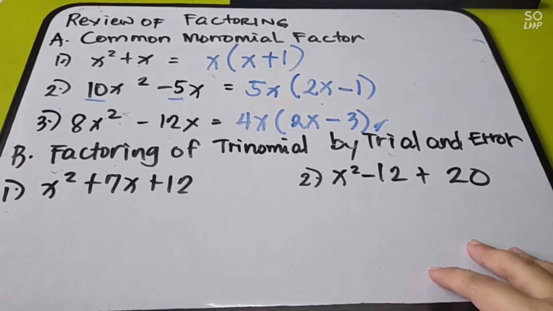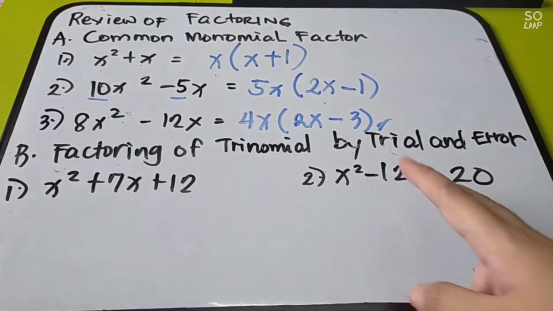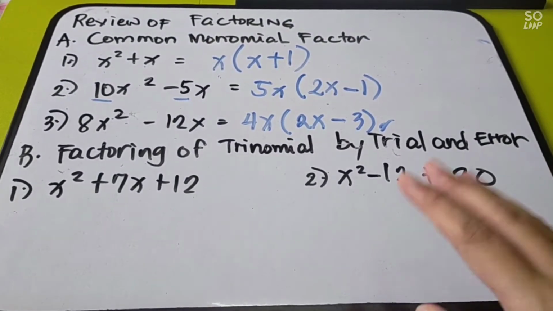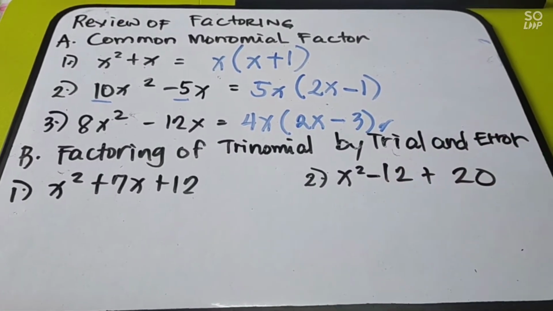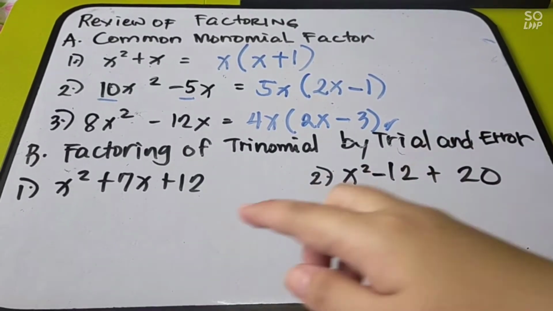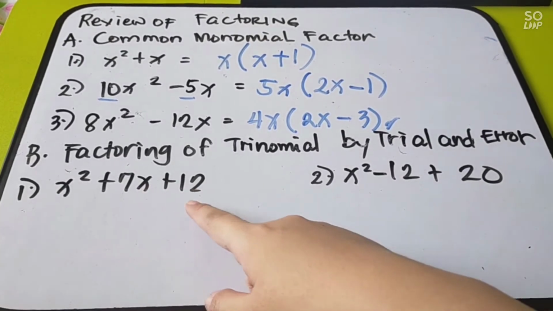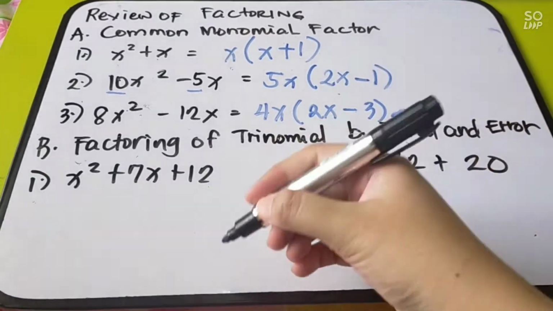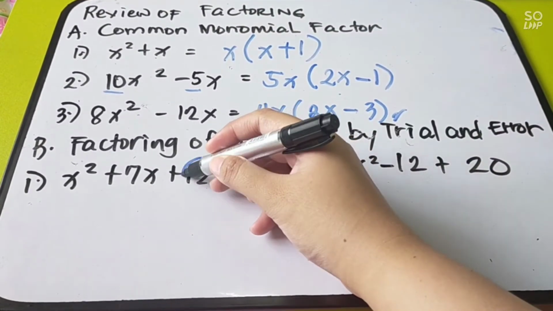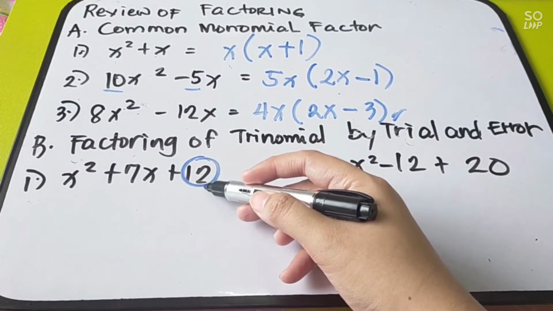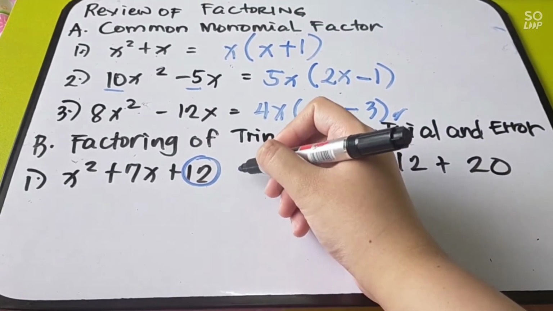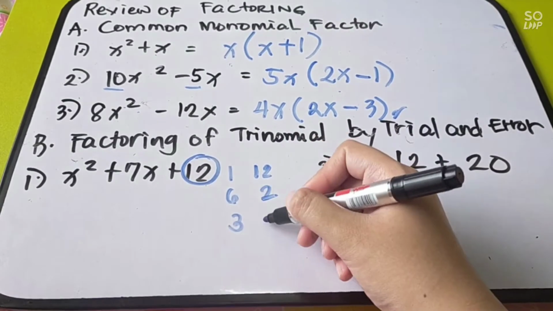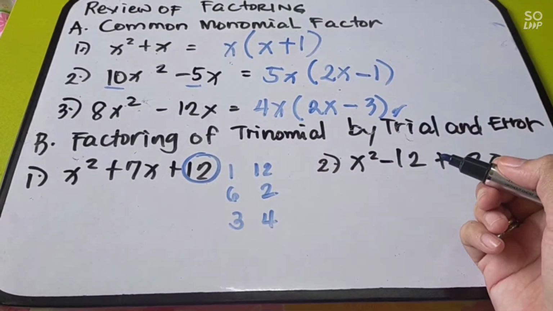Let us move with the next factoring. We have factoring of trinomial by trial and error. So, since trial and error, we are going to try and try until you find the correct factor. For example, I have here x squared plus 7x plus 12. So, for us to find the factors of this one, find mo lang yung factors nito. We have here 1 and 12, 6 and 2, 3 and 4. So, yan yung mga factors ni 12.